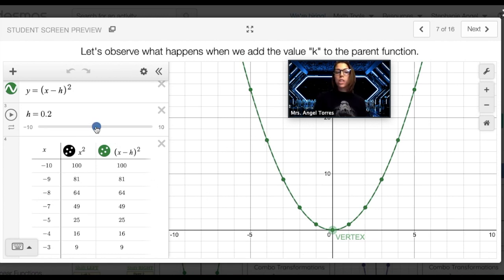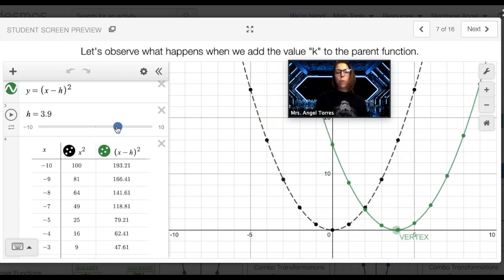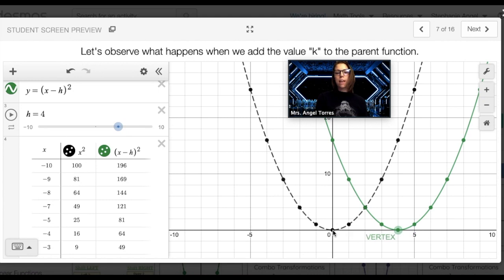What happens if I change h to a positive number? It'll start to shift to the right, and you'll really see the shift in that vertex. Our vertex started at (0, 0). Now it's at (4, 0).